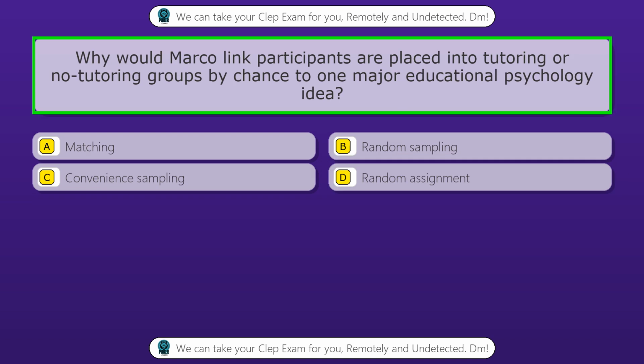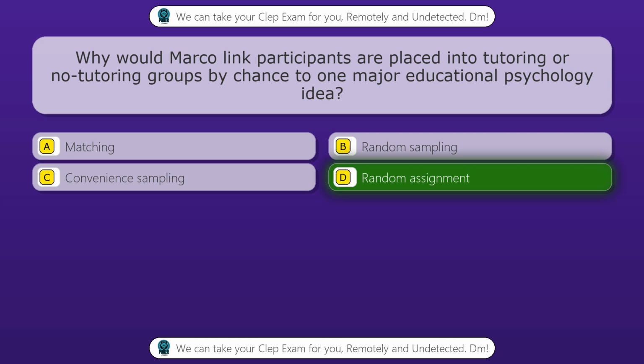Question 89. Why would Marco link participants are placed into tutoring or no tutoring groups by chance to one major educational psychology idea? Option A, matching. Option B, random sampling. Option C, convenience sampling. Option D, random assignment. The correct answer is option D, random assignment.